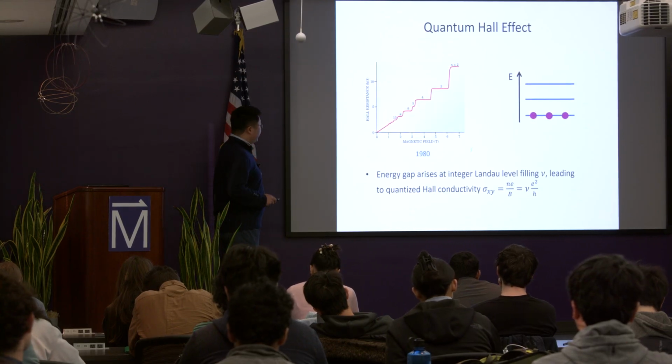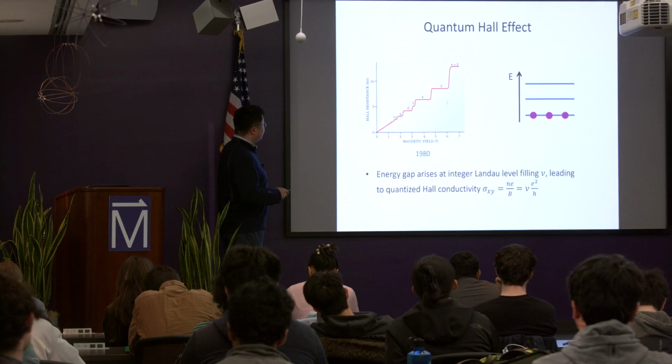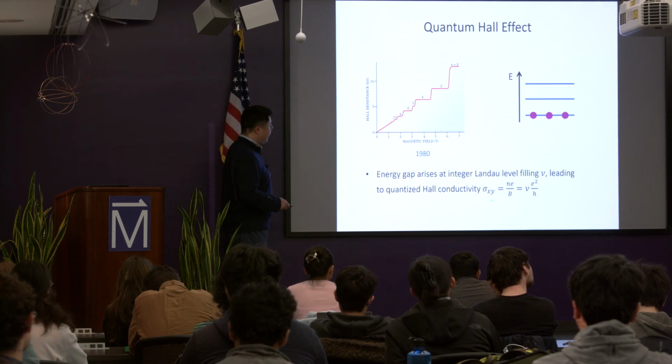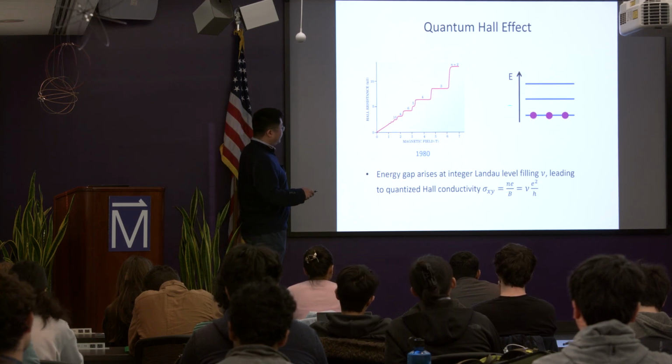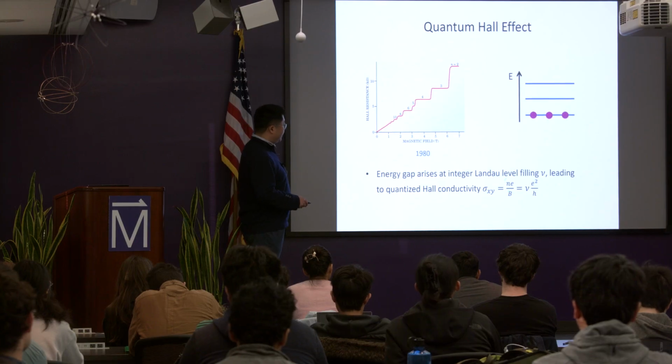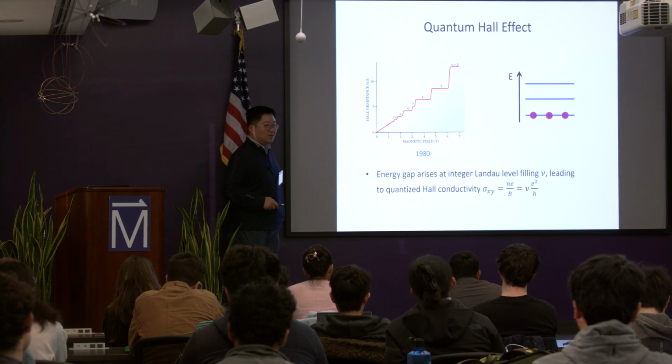So in a high magnetic field, it was found that when an integer number of Landau levels are occupied, an energy gap develops, and in this case, the system shows a quantized Hall conductivity. Basically, an integer filling factor sets the density of electrons to be an integer multiple of the Landau level degeneracy, which is proportional to B, and then you plug into this classical formula, you immediately get a quantized value.